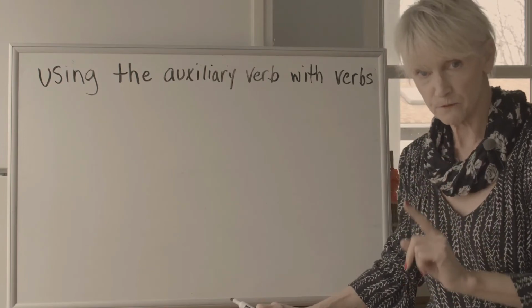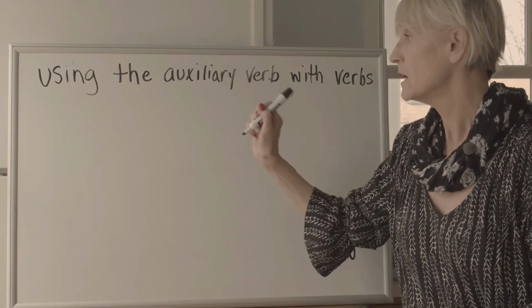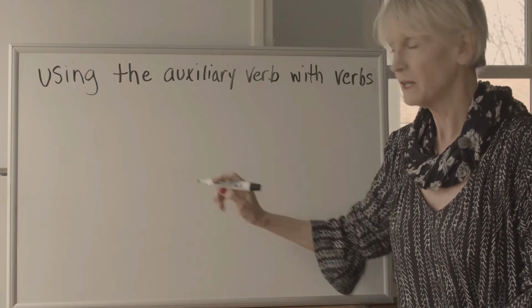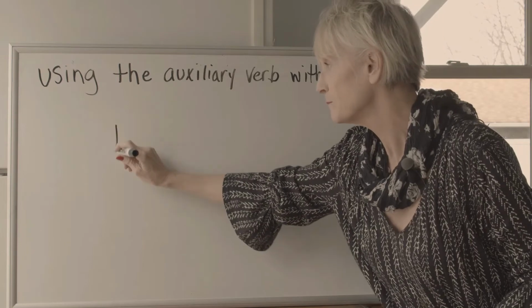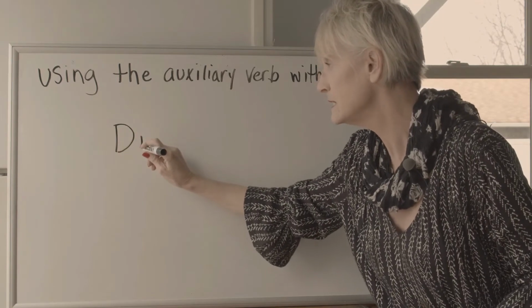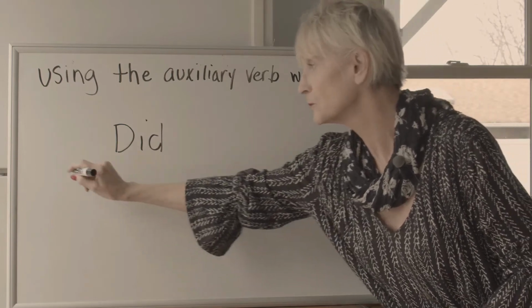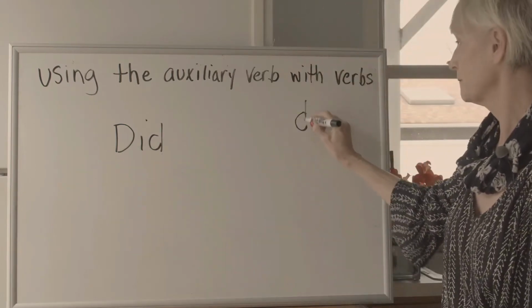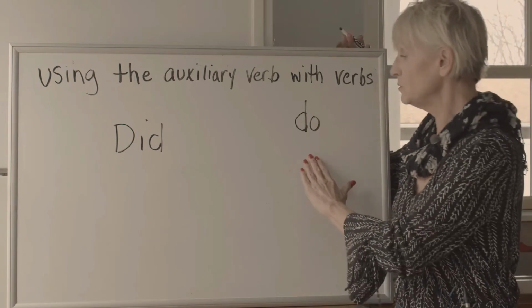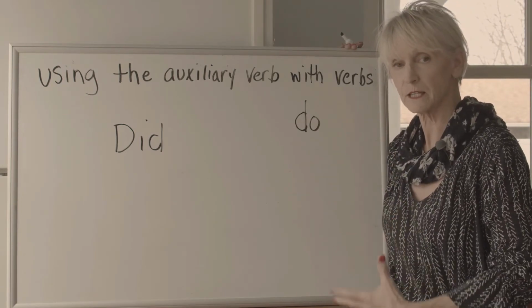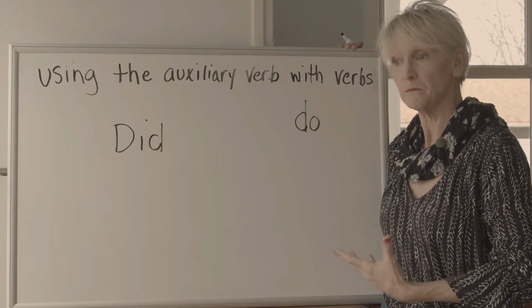And it can be confusing because your action verb is going to stay in the base form. So for example, the word did is the past tense of the verb do. Now remember, do is an unusual verb in English because we use it for so many things, and it can take the place of another verb, and it can mean different things.